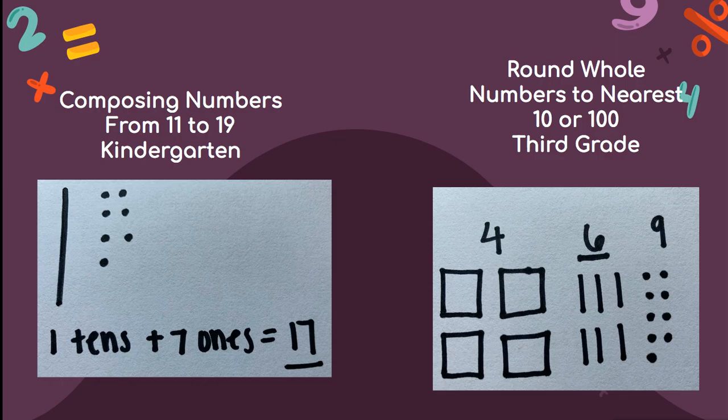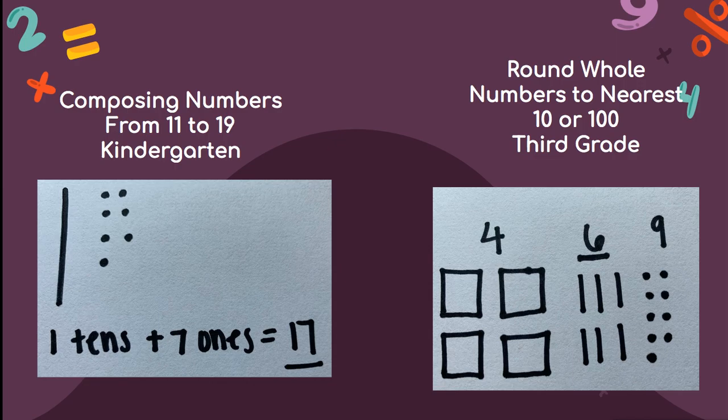In 3rd grade, students need to round whole numbers to the nearest 10 or 100. So let's say students have the number 469 and they need to round this number to the nearest ten. Well, first they're going to draw this number using base 10 blocks. So 4 hundreds is represented by 4 squares, 6 tens is represented by 6 lines, and 9 ones is represented by 9 dots.